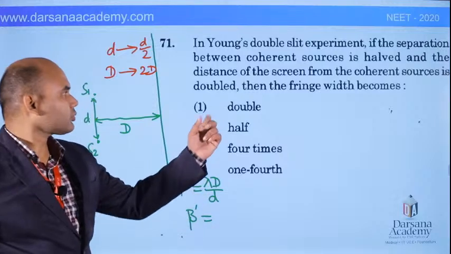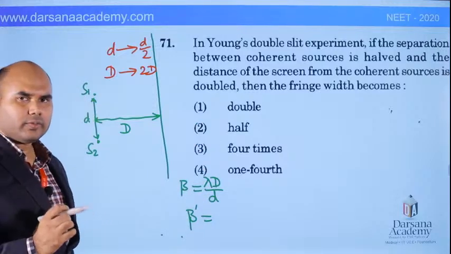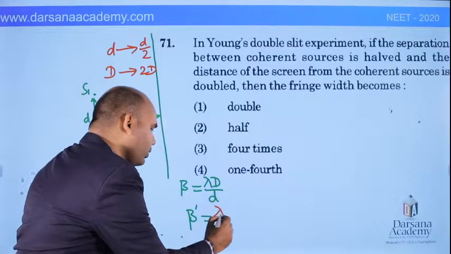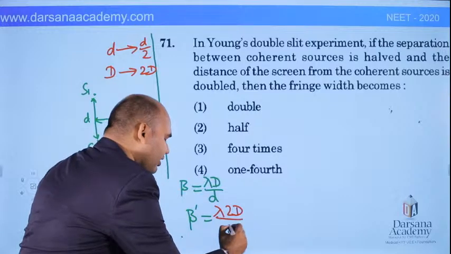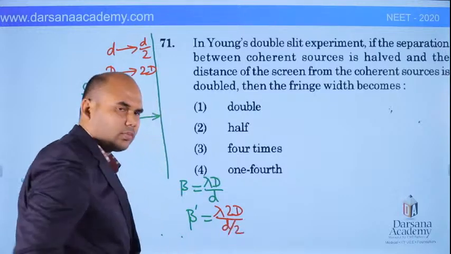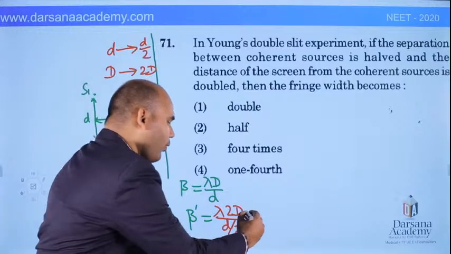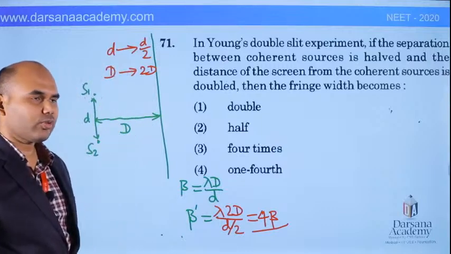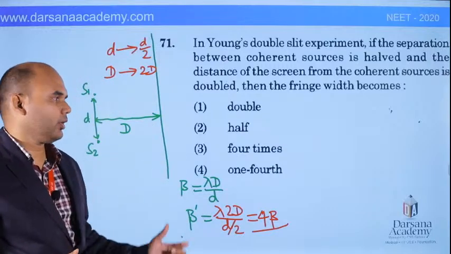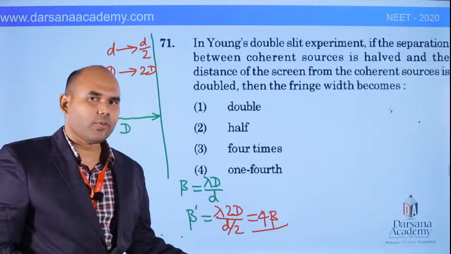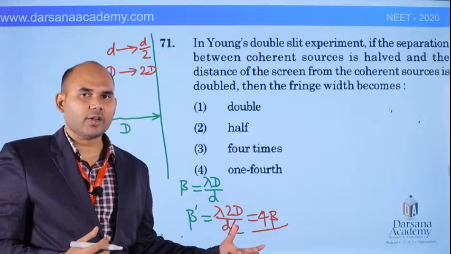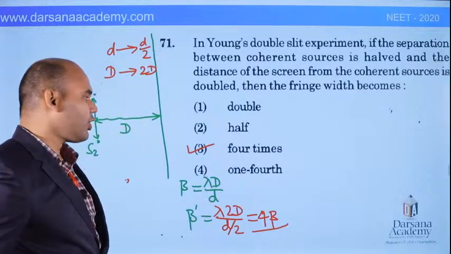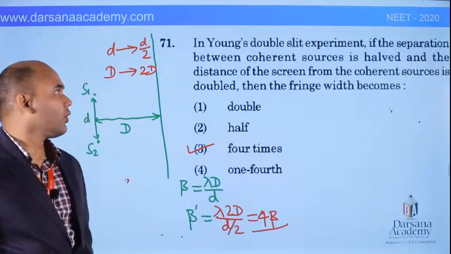Okay, clear? So simply put the value, lambda will remain the same, d becomes 2d and this is d by 2. So what will be the new fringe width? 4 times the initial. So it is a simple problem, only you should know the setup figure. Always along with the formula you should know some derivation and setup. So it's very simple, 4 times. The third option is correct.